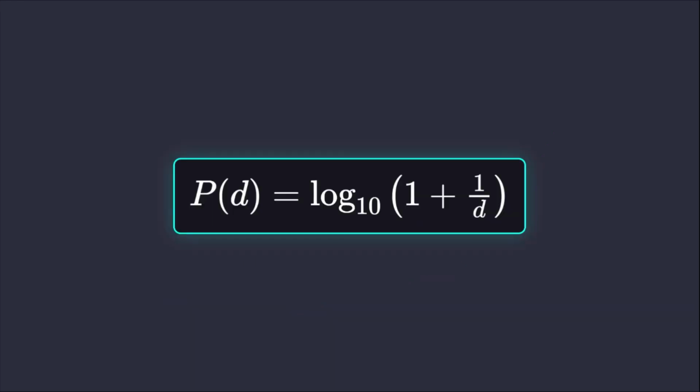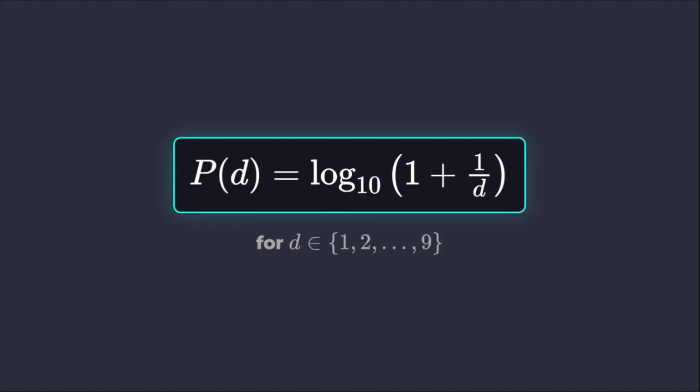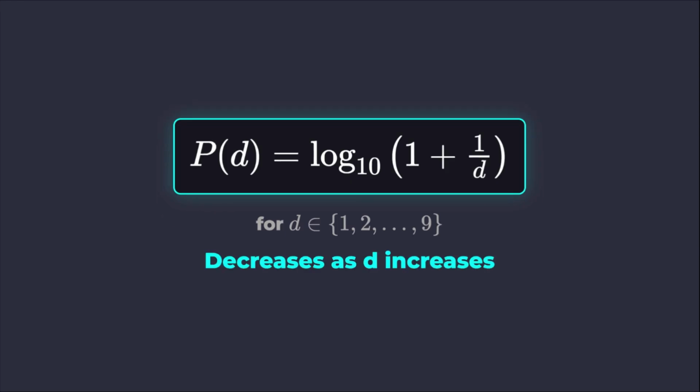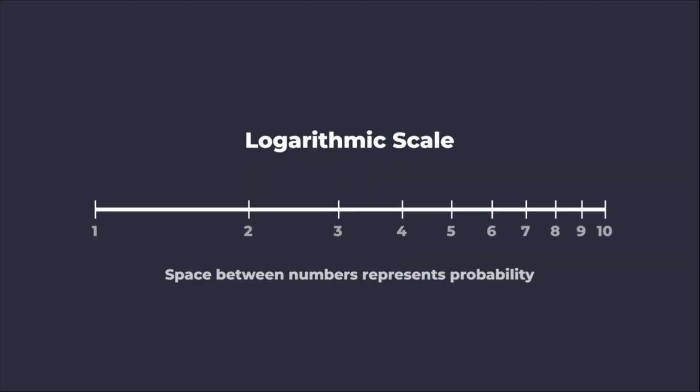Benford's law states that the probability of a specific digit d being the first digit is proportional to the logarithm of the ratio of d plus 1 to d. Specifically, the distribution is logarithmic, not uniform. The probability decreases monotonically as the leading digit increases. The probability p of d is calculated using the base 10 logarithm.